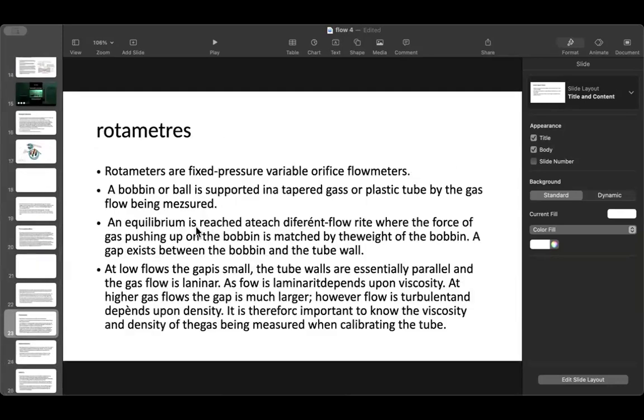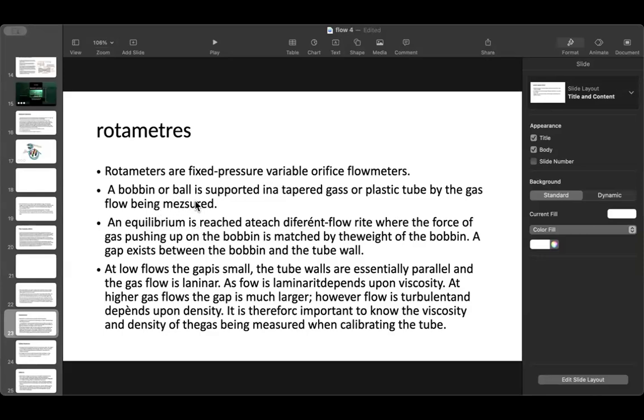The third part of our talk today, we're going to talk about how to measure flow. One of the basic ways to measure flow is the rotameter. Rotameters are fixed pressure, variable orifice flow meters. These are the types of devices that are measuring flow in our anesthesia machine or in our regular oxygen supply.